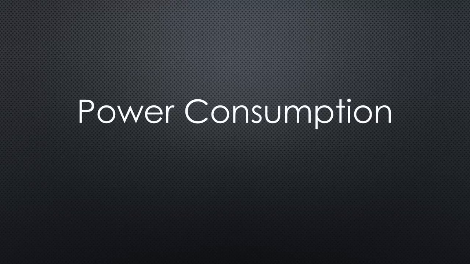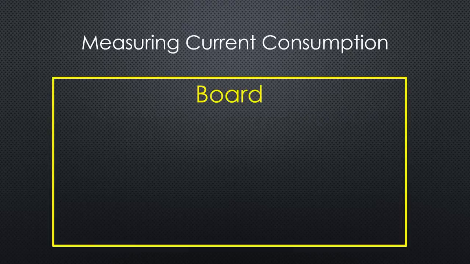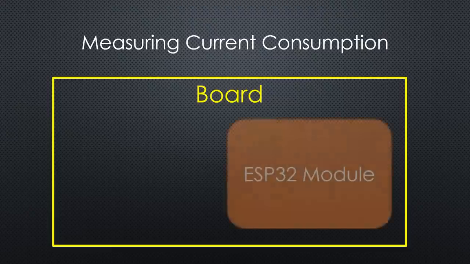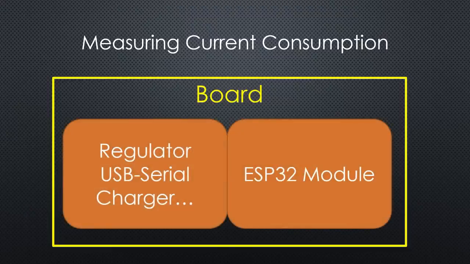Power consumption is essential for battery-operated devices. This is why I did my own measurements and did not believe the datasheets. How did I test the current consumption? I distinguished between the ESP32 chip or module and the rest of the circuitry.